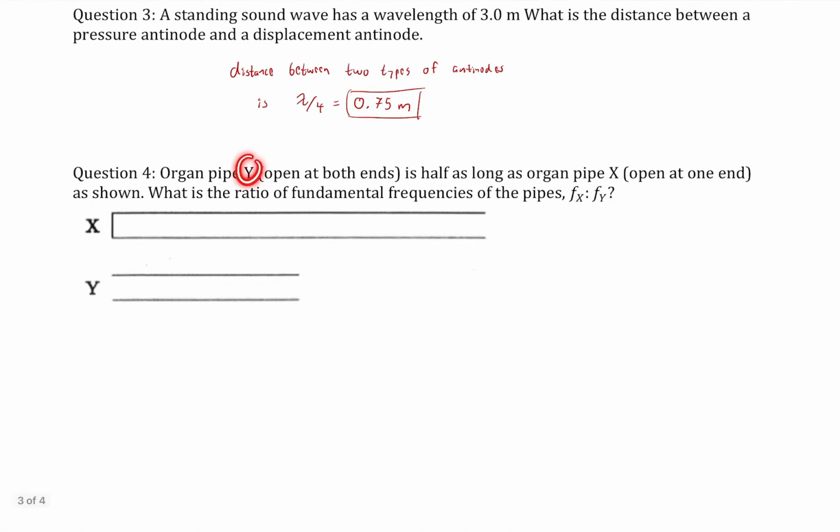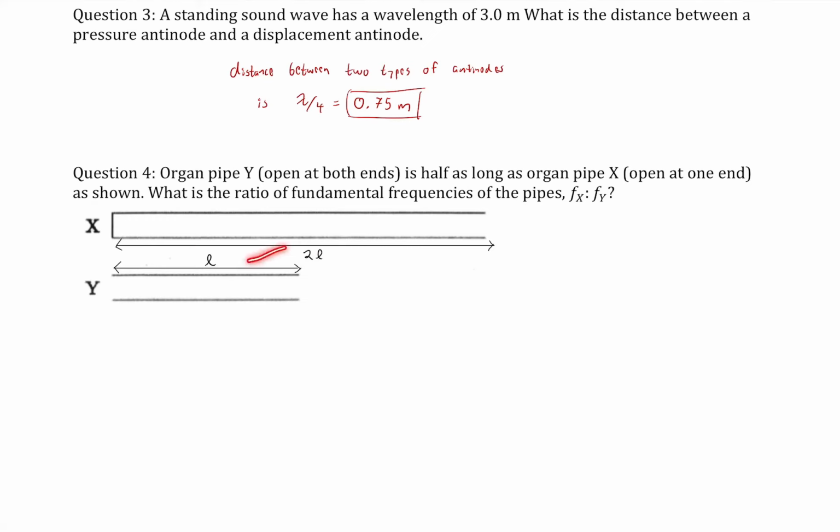Organ pipe Y, open at both ends, is half as long as organ pipe X, which is open at only one end, as shown. Okay, so you can see X has the one closed end, Y is open at both ends. Okay. What is the ratio of the fundamental frequencies of pipe X to pipe Y? Right? So straightforward question. Let's do it. Okay. So we know that X is twice as long as Y, so we'll call it L and 2L.